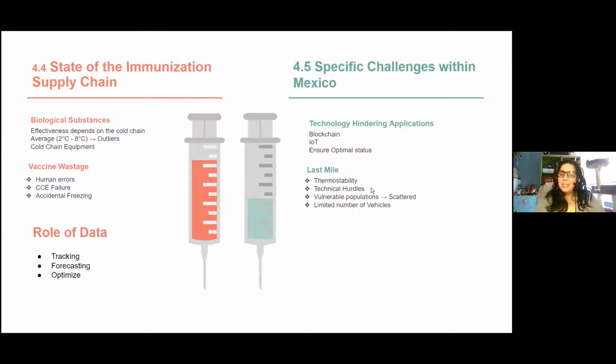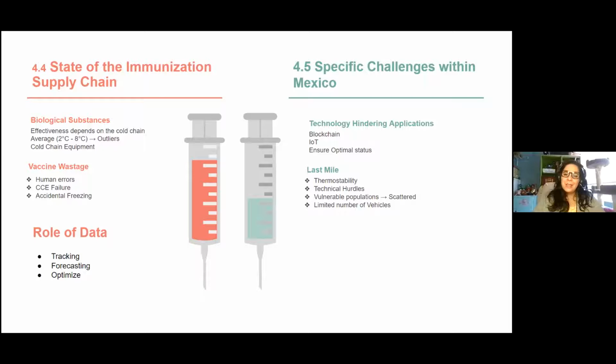There are also technical hurdles, like how are we going to get it to the public? For example, in rural areas, you get the vaccine to a clinic and then you have to travel super fast on a motorcycle to get to a specific town. And also the fact that vulnerable populations are scarce. It's not like we have, for example, for COVID, a cluster of old people just in one space. They are scattered all around the country.